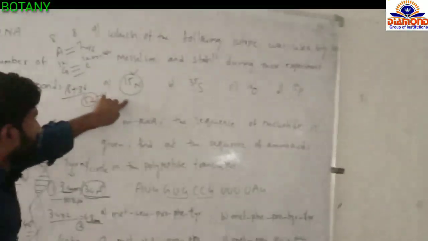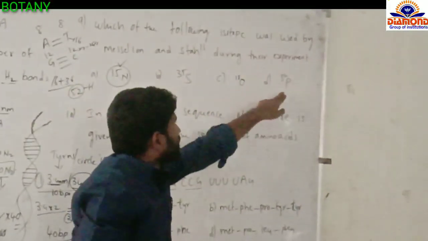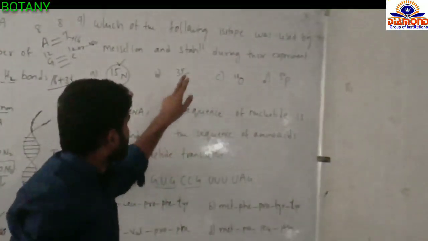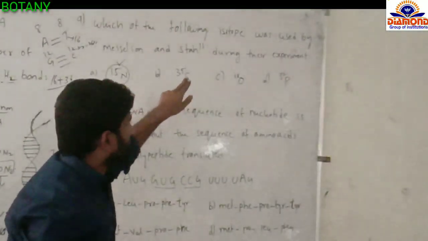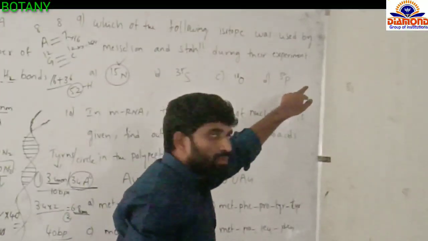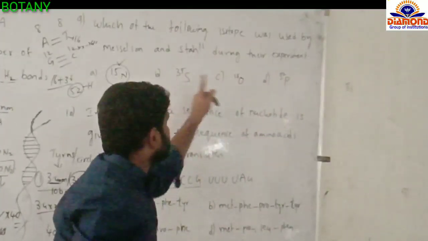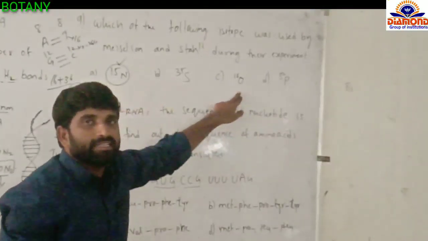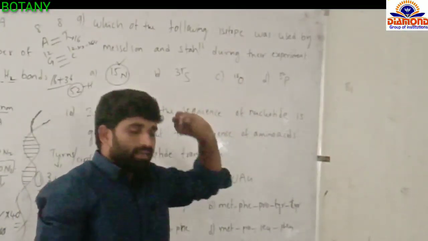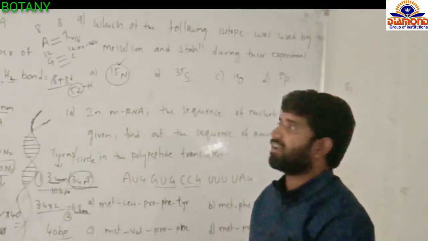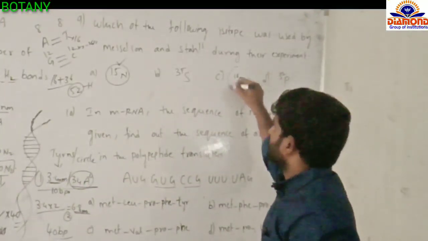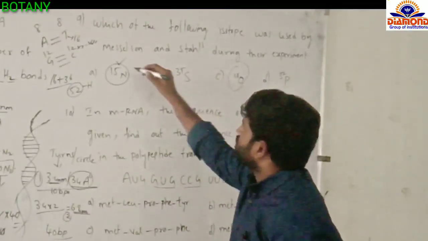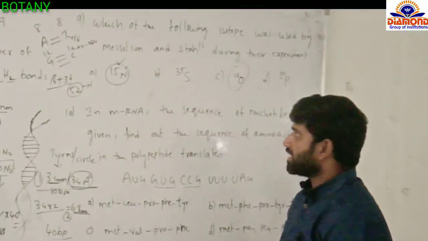So the answer is N15, and the others are S35, O18 and P32. S35 and P32 are radioactive isotopes. S35 is a radioactive isotope of sulfur, and P32 is a radioactive isotope of phosphorus. In the Hershey and Chase experiment, these two options, sulfur and phosphorus, were used. The remaining one, oxygen 18 isotope, is used in the photosynthesis mechanism, showing that oxygen is evolved from water, not from carbon dioxide. So the answer in Meselson and Stahl's experiment is the N15 isotope.